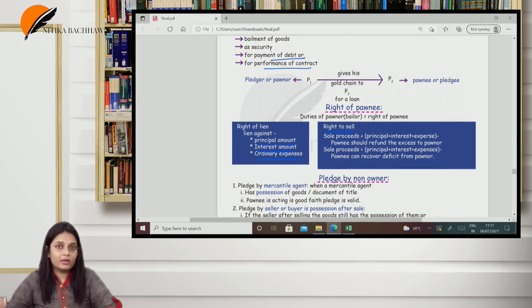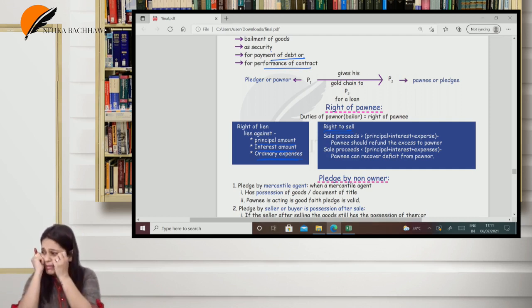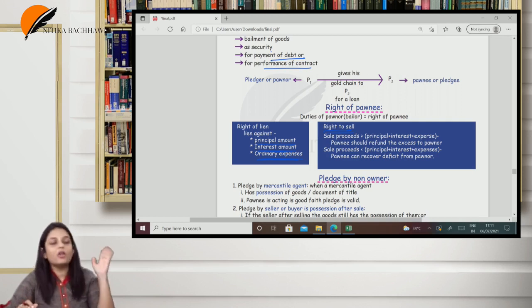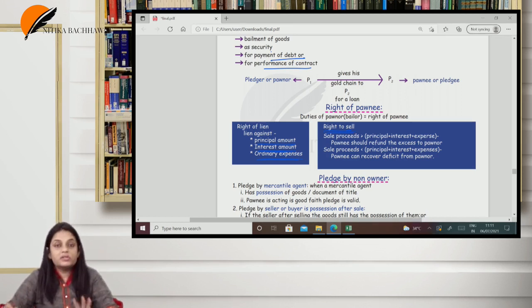If I do not receive my money, I am not going to sit and cry. No, I am not going to do that. The goods you have given me, I am going to sell off those goods and recover my money. So I have a right to sell.